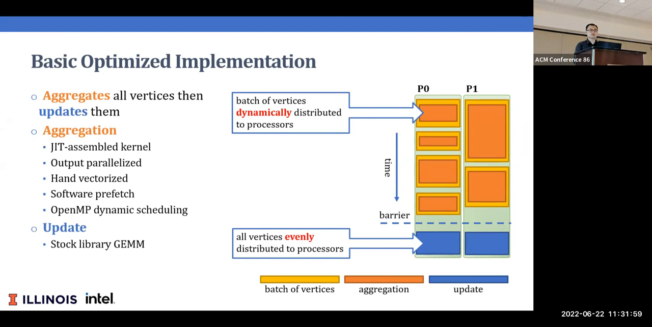Because the aggregation time varies for each vertex, to balance the load among processors, we divide the vertices into small batches and dynamically schedule their aggregation to processors. For update, we do not develop customized kernels. We instead implement it with a high-performance GEMM library.